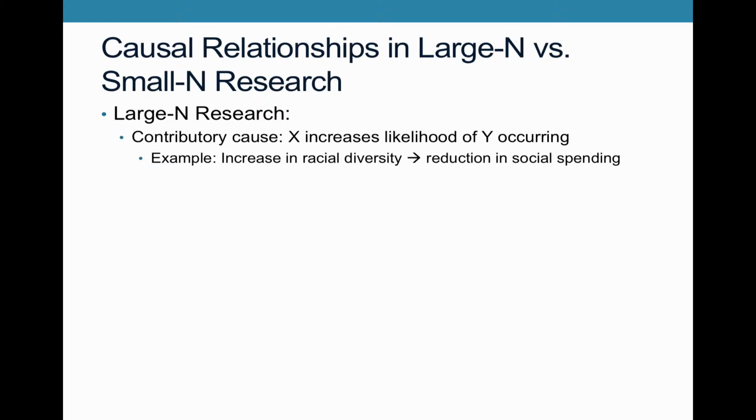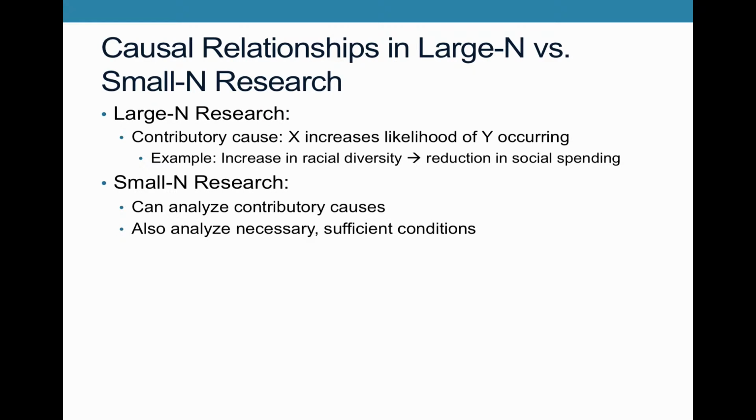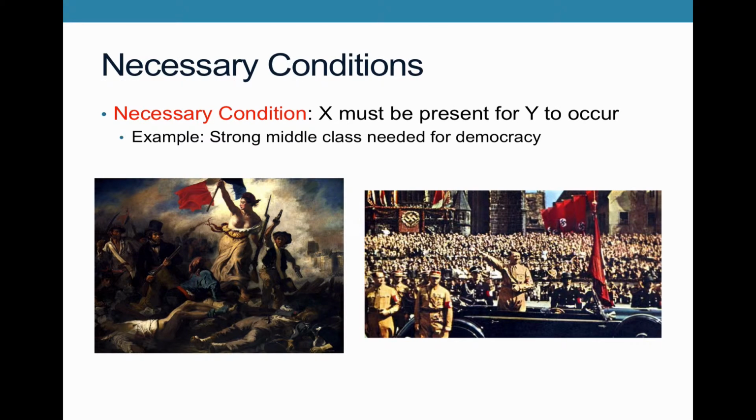But there are other kinds of causal relationships that we look at that are really good at being covered by small n studies. So with small n research, we do look at contributory causes. So that is something that's covered by both large N and small n research. But we also look at what are called necessary and sufficient conditions. So what are necessary conditions and what are sufficient conditions?